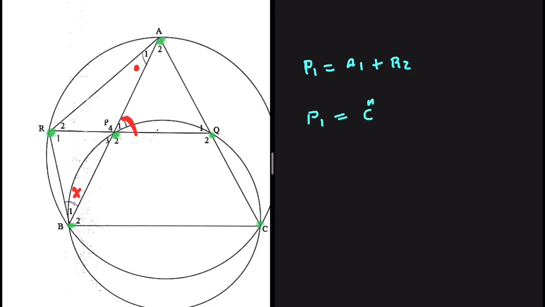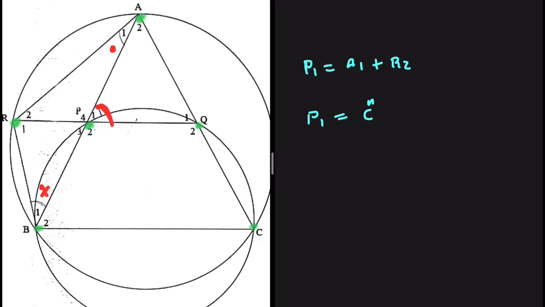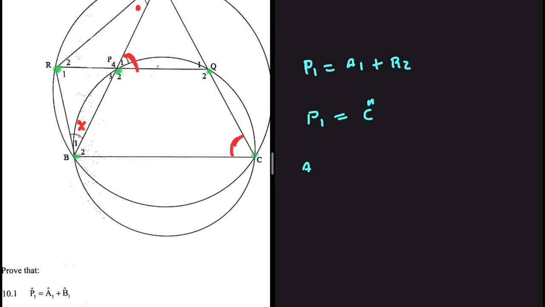Why are we saying that P1 is equal to angle C? An exterior angle of a cyclic quad is equal to the opposite interior angle. So P1 is equal to angle C. So we need to prove that A1 plus B1 is equal to A1 plus R2, basically prove that B1 is equal to R2, or we need to prove that A1 plus B1 is equal to C. We need to prove one between these two. If we do that, then P1 is equal to A1 plus B1.